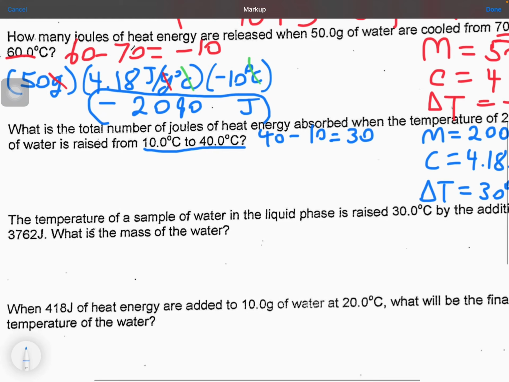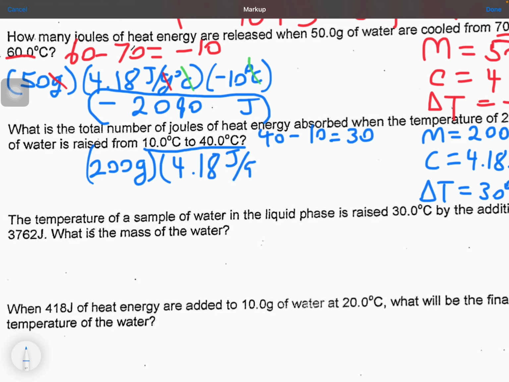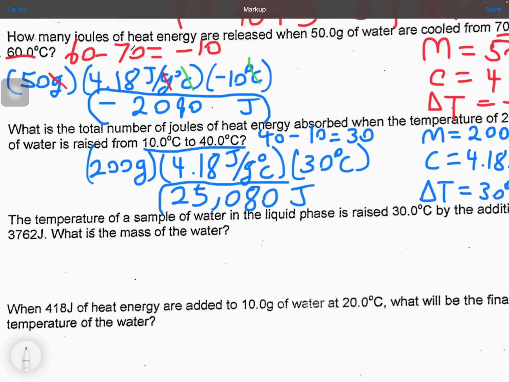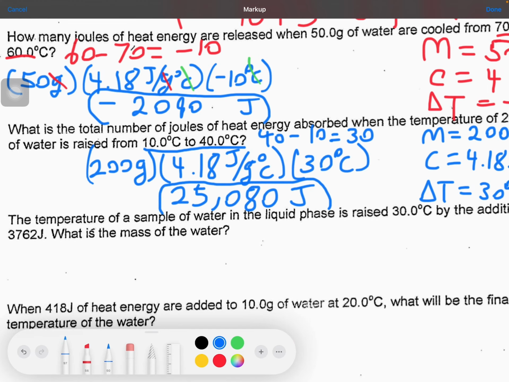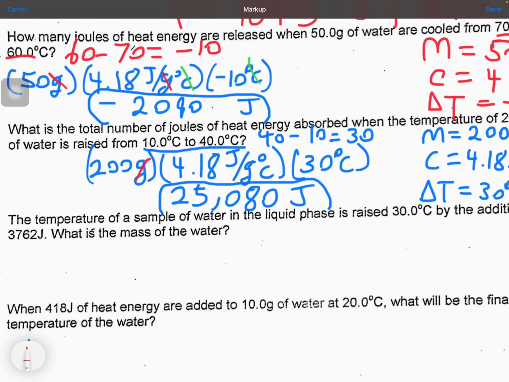Now again, we plug it in. That's 200 grams times 4.18 joules per gram degrees Celsius times 30 degrees Celsius. Again, we just multiply these numbers real quick: 200 times 4.18 times 30 is equal to 25,080 joules. I did not go over it, but just to clarify, you can eliminate any units that are reused. Grams, grams.